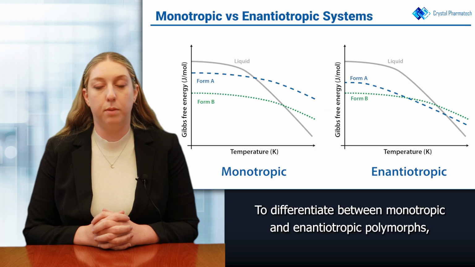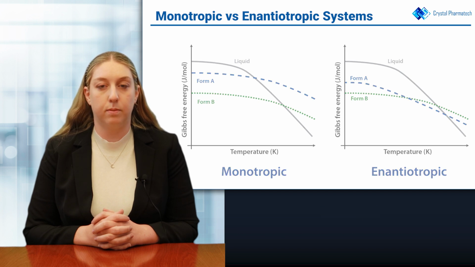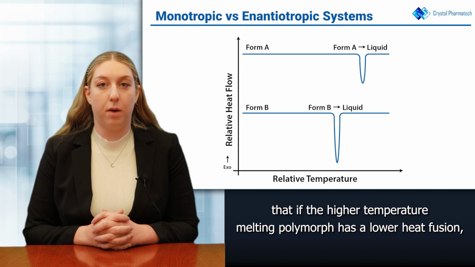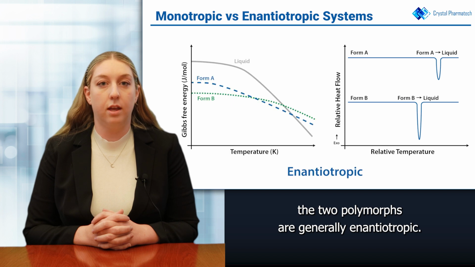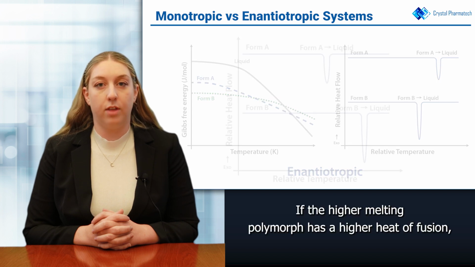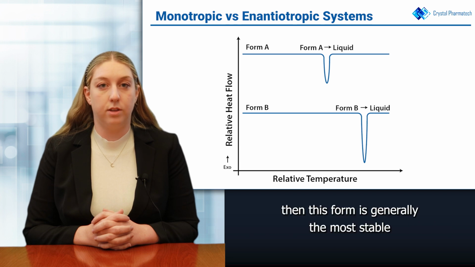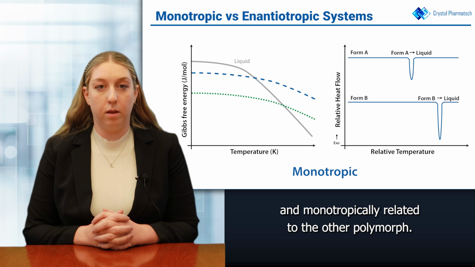To differentiate between monotropic and enantiotropic polymorphs, we employ some key rules based on thermal analysis. The heat of fusion rule states that if the higher temperature melting polymorph has a lower heat of fusion, the two polymorphs are generally enantiotropic. If the higher melting polymorph has a higher heat of fusion, then this form is generally the most stable and monotropically related to the other polymorph.